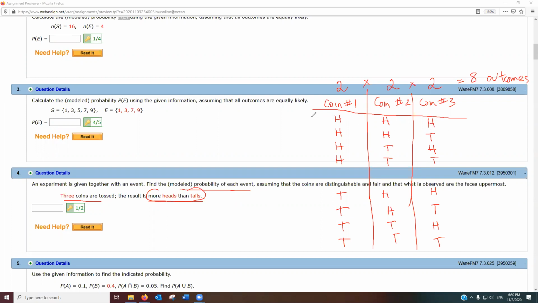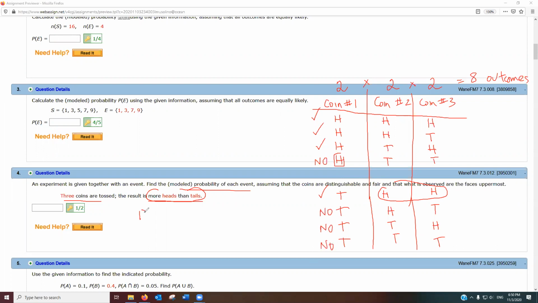Well, this first row, there's 3 heads, 0 tails. The second row, there's 2 heads, 1 tail. The third row, there's 2 heads, 1 tail. The fourth row is a no, because the fourth row, there's only 1 head and 2 tails. So there's actually more tails than heads for that row. All right, how about the fourth row? Yes, there's 2 heads and 1 tail, so there's more heads. The fourth row is a no. This row is a no, and the last row is a no.